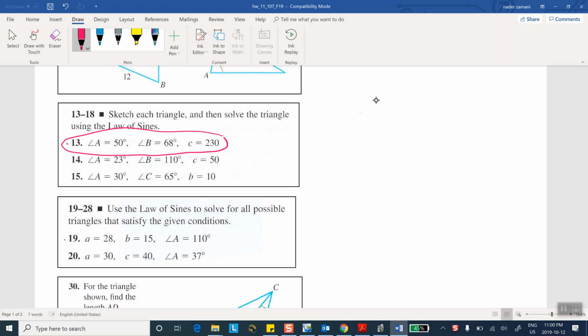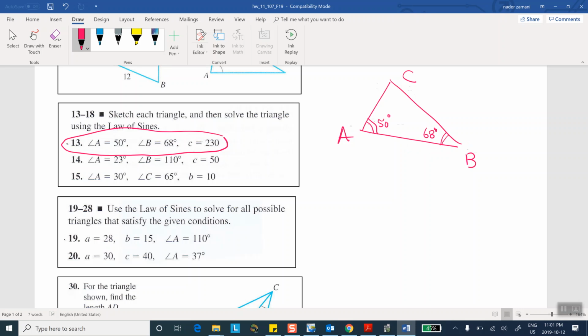So here's a situation. You have two angles. Let me draw the triangle, any arbitrary triangle here, and label the vertices A, B, C. We have the angle A, which is 50 degrees, and angle B is 68 degrees. And the side c, which is the side facing the angle C, or AB, length AB, which is the side little c, is 230 units. So this is the category of problems, angle, side, angle, but it really doesn't matter.